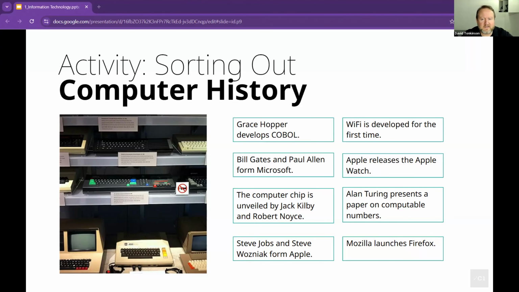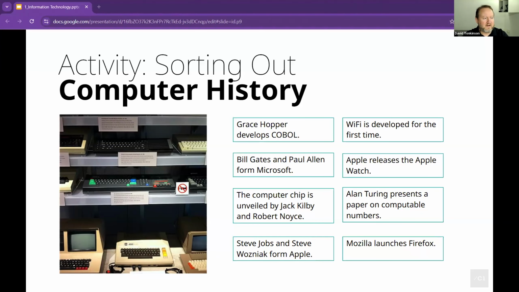So Alan Turing, Grace Hopper, developing COBOL. You put that before the computer chip. Jack Kilby and Robert Noyce down in number 3. Introducing computer chip. This is all good stuff, people. Both Steves, Bill Gates. Oh, we're getting some different answers in here. That's good.